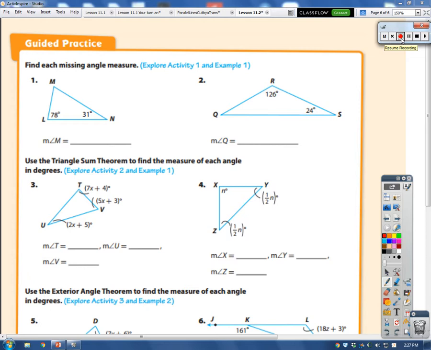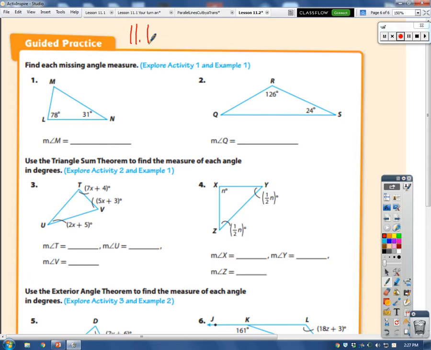All right, Math Aid students, this is the lesson 11.1 guided practice, and I am out of the classroom, so I'm leaving this for you guys to watch if you need some assistance as you go through this, as we normally would in class.